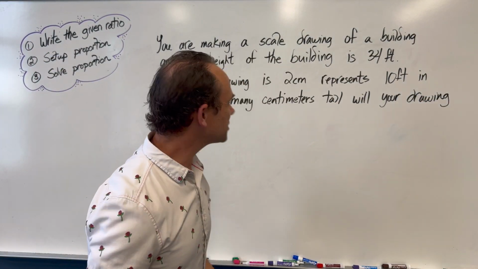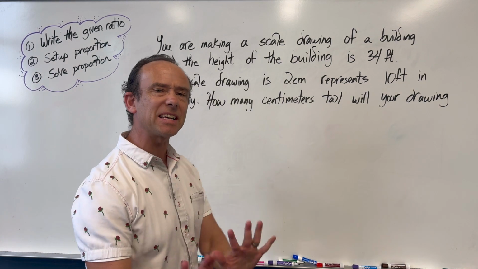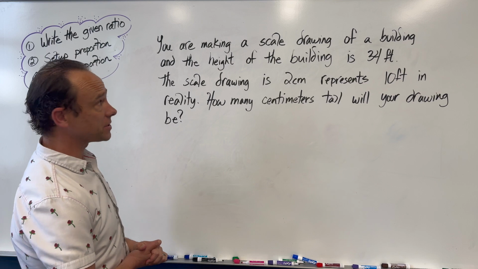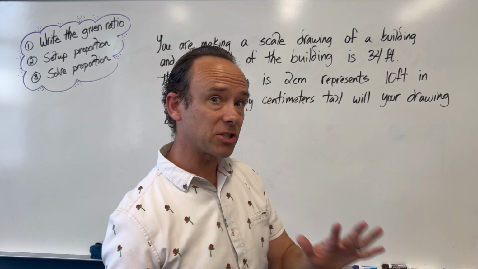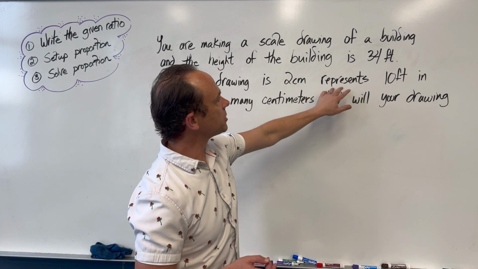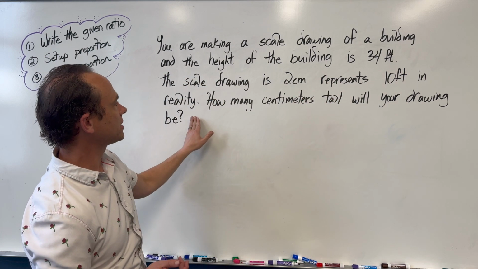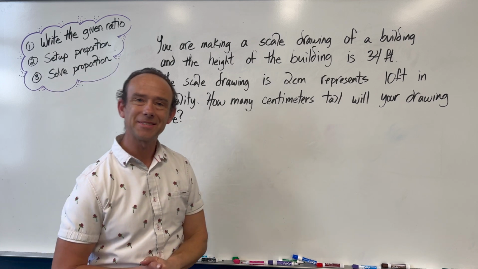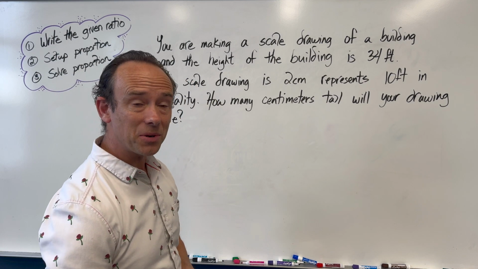All right, well, let's look at this third problem here. Scale drawing, classic proportion problem. You are making a scale drawing of a building, and the height of the building is 34 feet. In the scale drawing, 2 centimeters represents 10 feet in reality. How many centimeters tall will your drawing be? All right, well, hit pause and go get it. Pause.